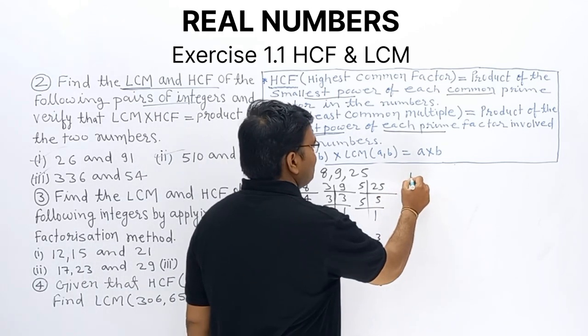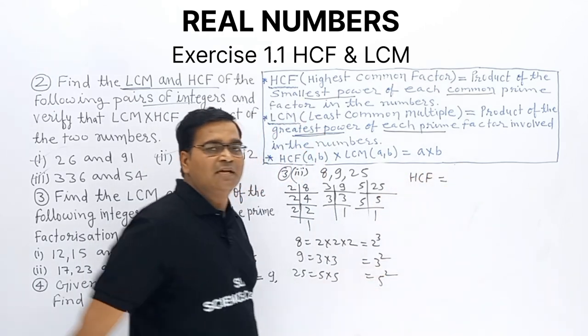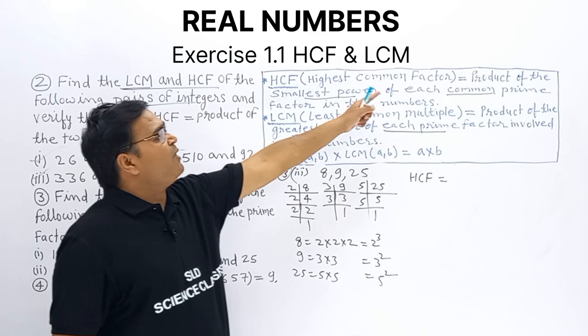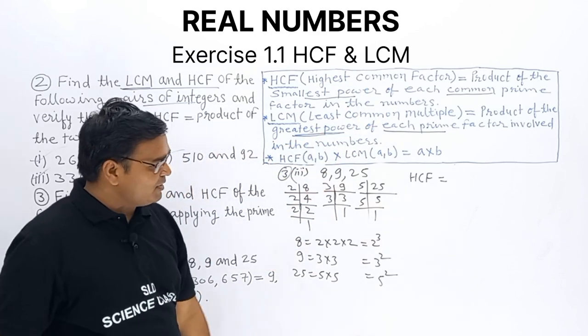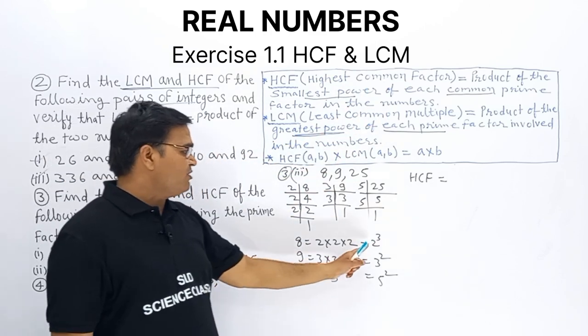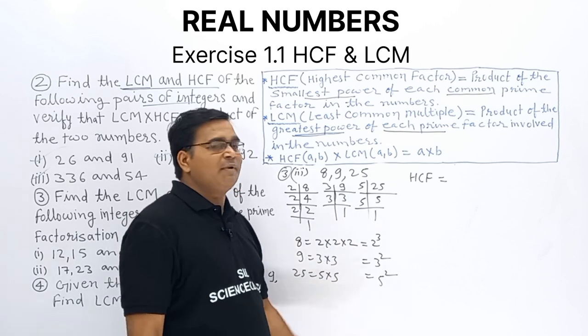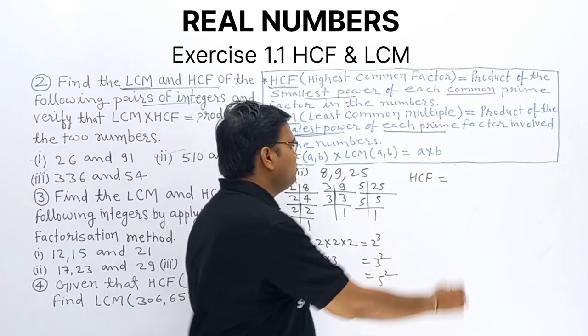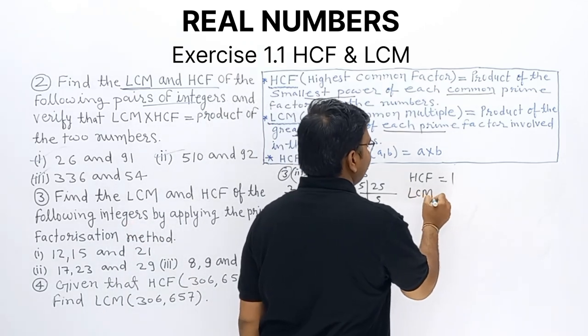So we want HCF. What will be the HCF? HCF is the smallest power of each common factor. Which one is common? No one is common. There is a 2, there is a 3, there is a 5. No one is common. If no one is common, then HCF is 1. LCM.